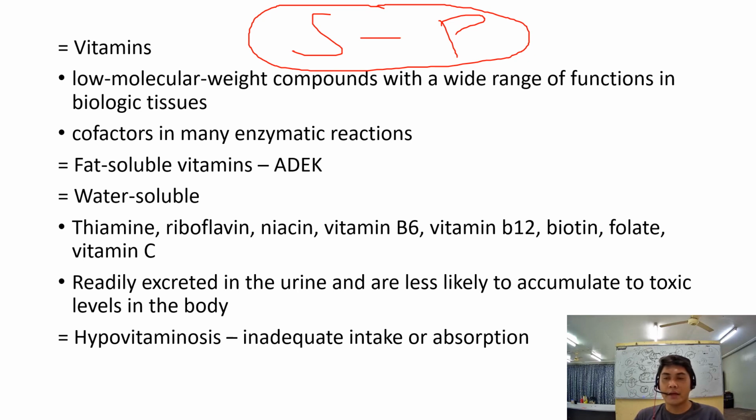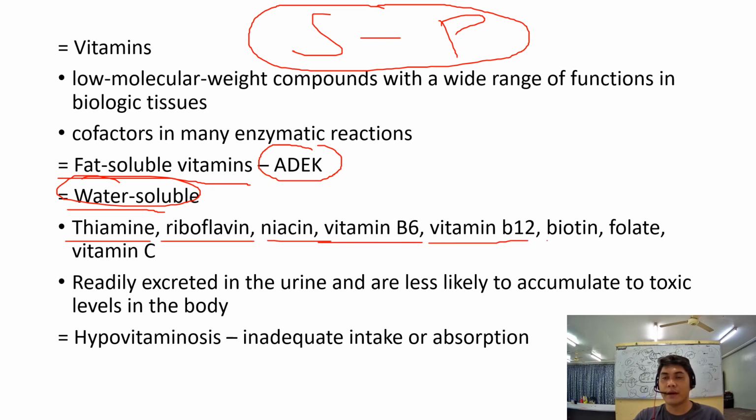Now, regarding the types of vitamins, you have fat-soluble vitamins and water-soluble vitamins. For fat-soluble vitamins, you have vitamins A, D, E, and K. For water-soluble, you have thiamine, riboflavin, niacin, vitamin B6, vitamin B12, biotin, folate, and vitamin C.